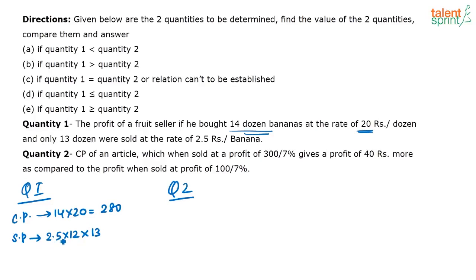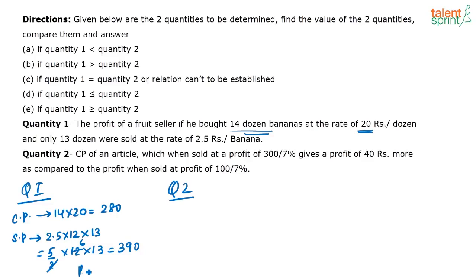Now whenever you have numbers like 2.5, how do you take it? You take it as 5 by 2, correct? So that you can calculate faster. 5 by 2 into 12 into 13. So this will become 6. So you have 6 5s are 30. 30 into 13 is equal to 390. So his total selling price is 390 and his total cost price is 280.